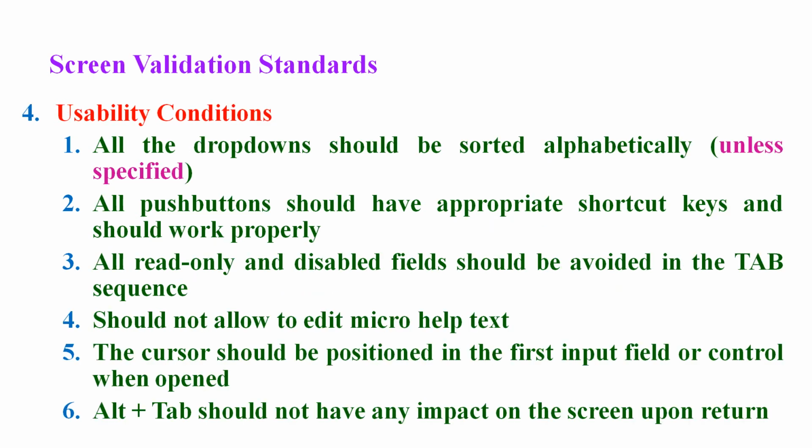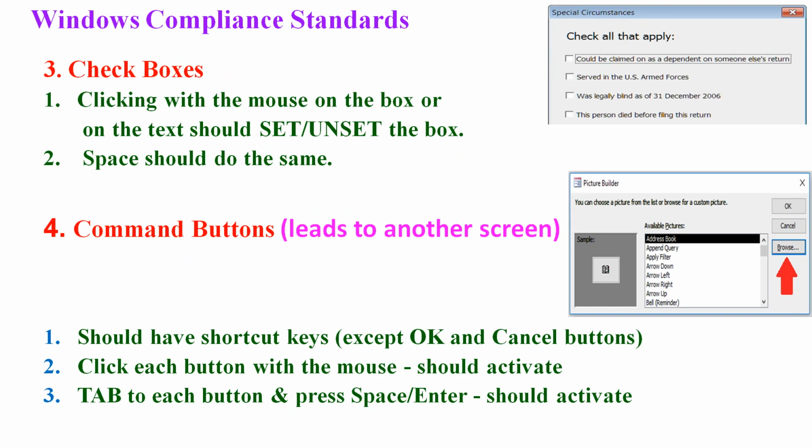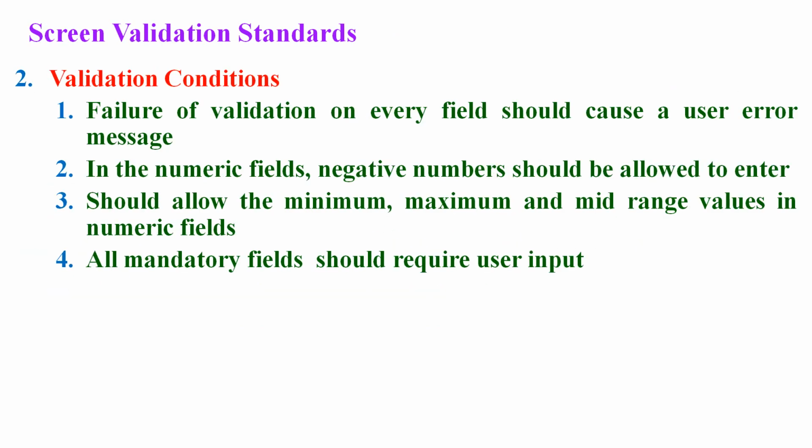Next, usability conditions. All the drop downs should be sorted alphabetically unless otherwise specified. That means in the drop down list there will be n number of options, and all these options in the drop down list should be arranged alphabetically. That is the meaning, right?